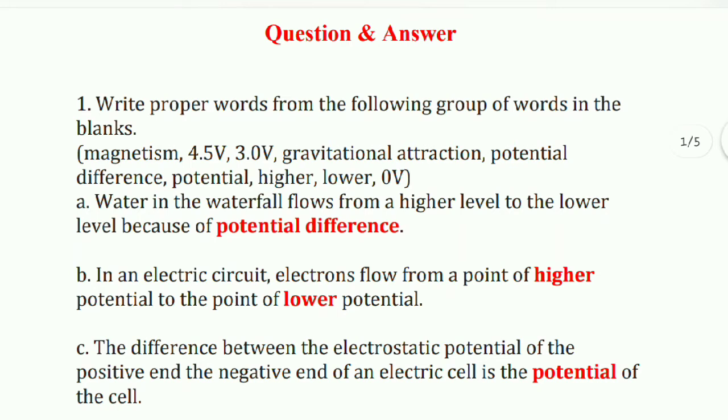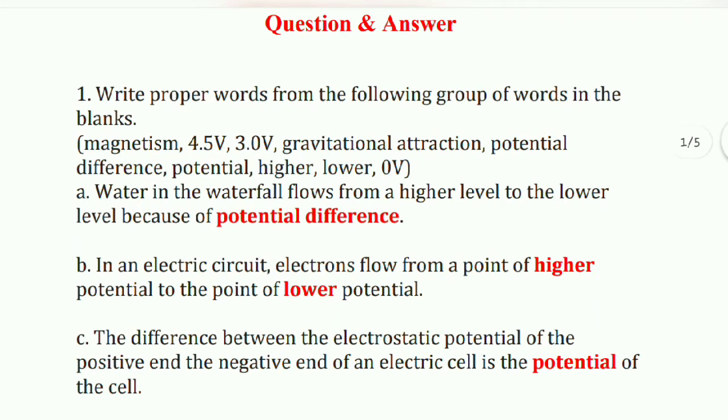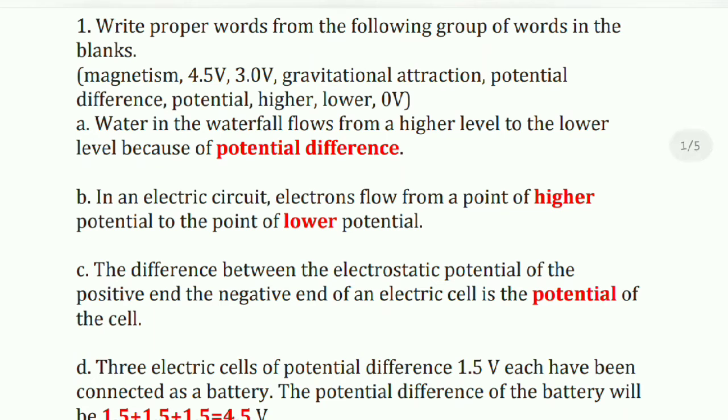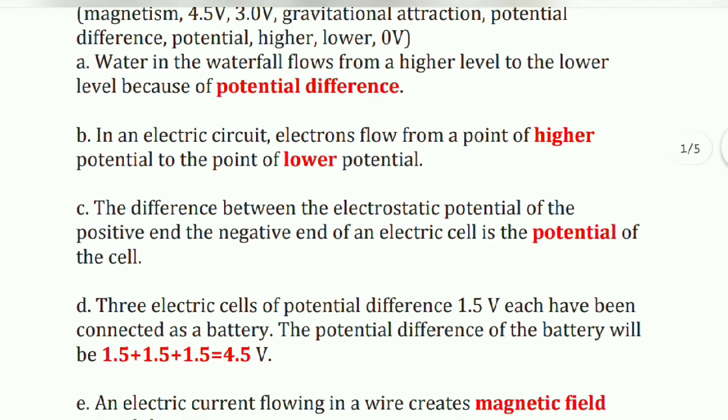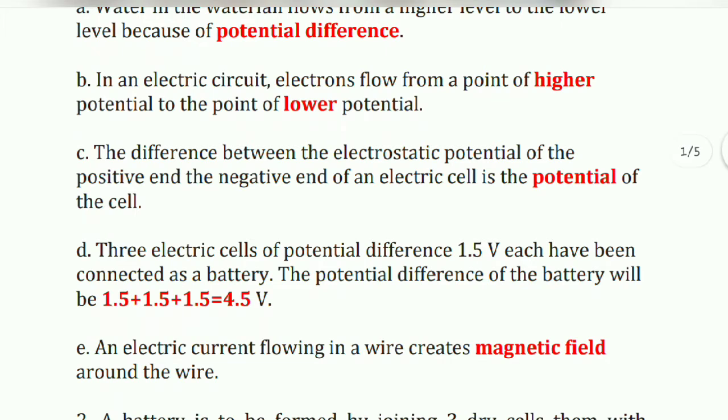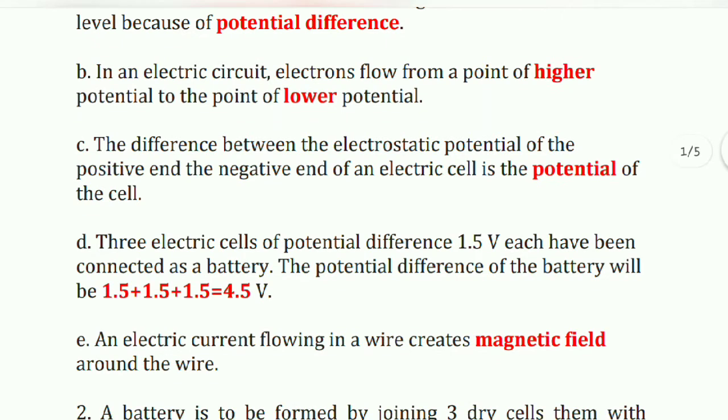First question, write proper words from the following group of words in the blank. So first one, water in the waterfall flows from a higher level to the lower level because of dash. So because of potential difference. Second question, in an electric circuit, electrons flow from a point of dash potential to the point of dash potential. So in an electric circuit, electrons flow from a point of higher potential to the point of lower potential.